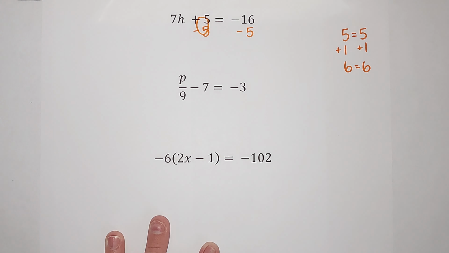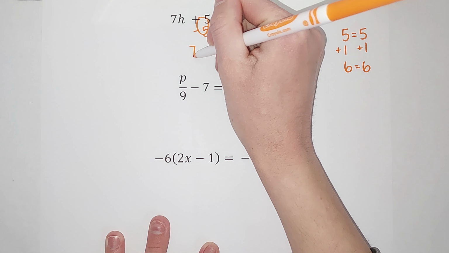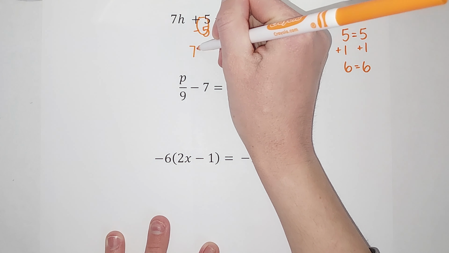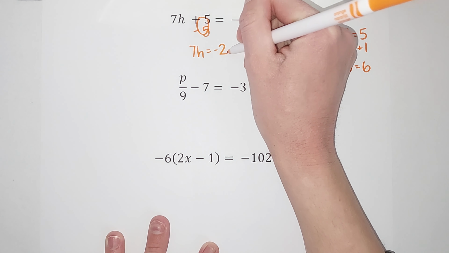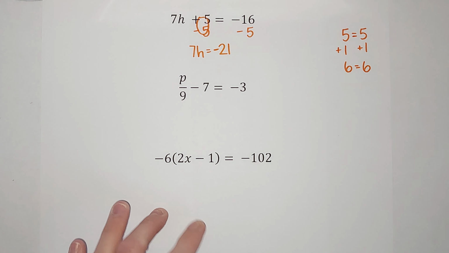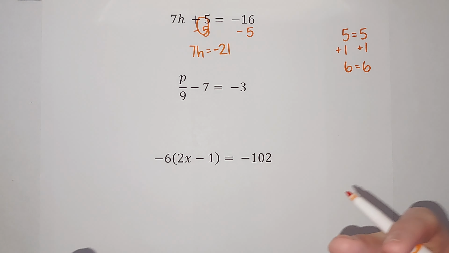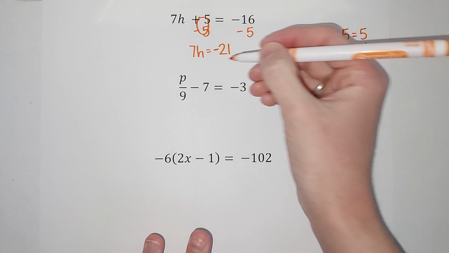So those go away. So I'm left with 7h equals negative 16 minus 5. That's like I owe you $16. And I'm like, can I borrow $5 more? So how much do I owe you now? I owe you $21. So negative 21. Okay. And then when a variable and a number are written right next to each other, that means they're being multiplied. So to undo that, I'm going to divide by 7.